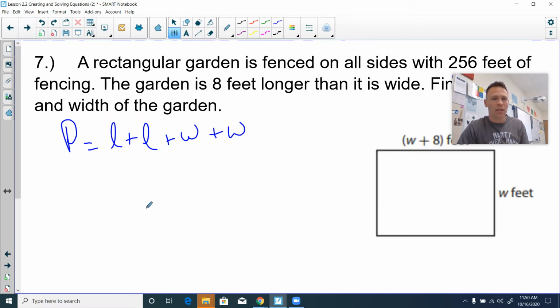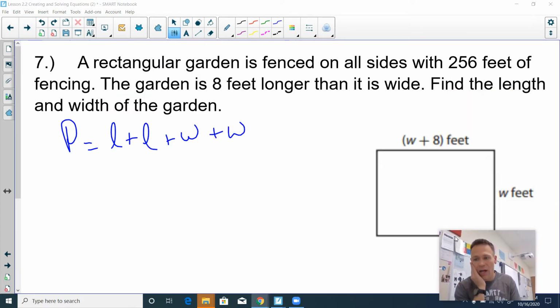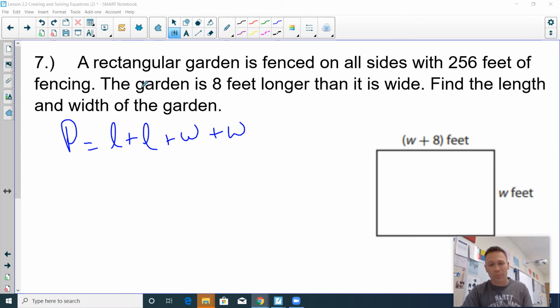All right, next example. A rectangular garden is fenced in on all sides with 256 feet of fencing, okay? The garden is 8 feet longer than it is wide. Find the length and width of the garden. So the rectangle is already kind of filled in for you here, right? The rectangle garden is 8 feet longer than it is wide. That's why we have the width labeled here.